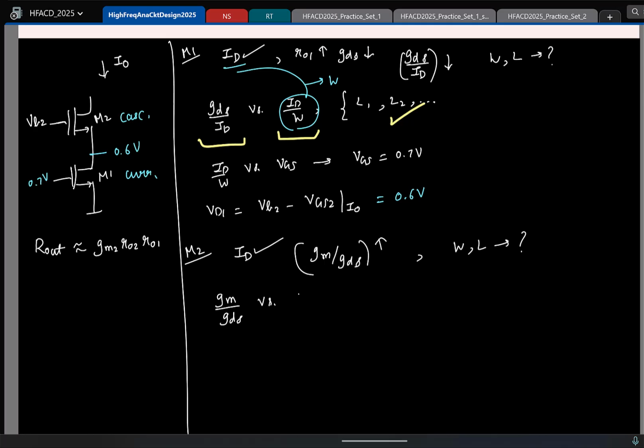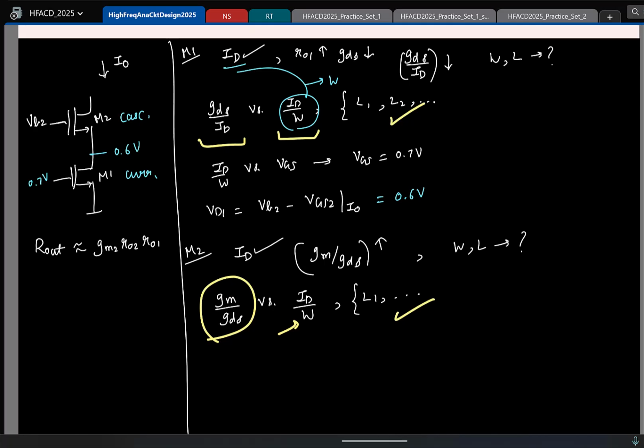no, I don't know anything about GM, right? I just know GM by GDS. I know the current. ID by W is a better parameter because I know the current. I can directly find width from ID by W. Again, you plot it for different lengths, L1, L2, L3, etc. You choose a particular length that will fix GM by GDS, ID by W. You find W. But again, you don't stop there.